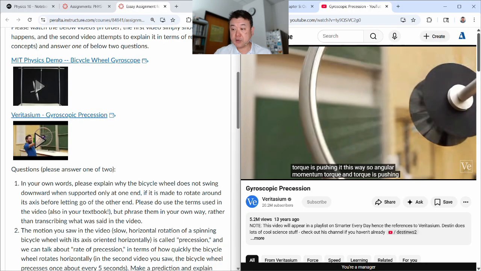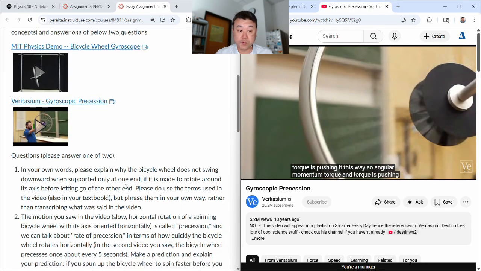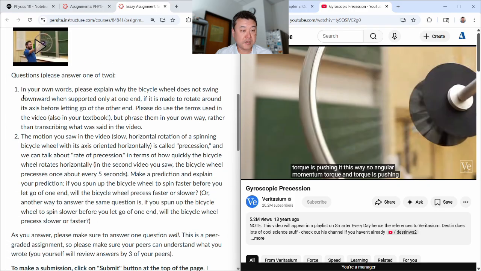So these are the multimedia associated with these questions. Let me start out with question 1. In your own words, please explain why the bicycle wheel does not swing downward when supported only at one end, if it is made to rotate around its axis before letting go of the other end. Please do use the terms used in the video, also in your textbook and my lecture, but phrase them in your own way rather than transcribing what was said in the video.